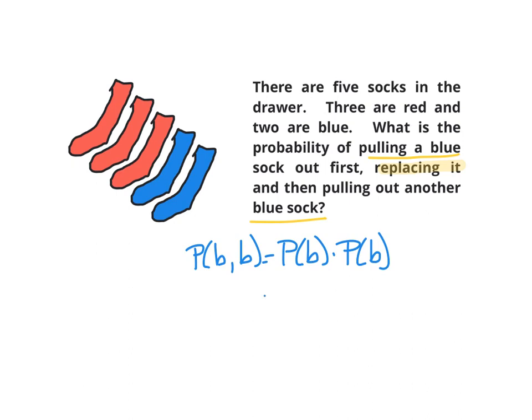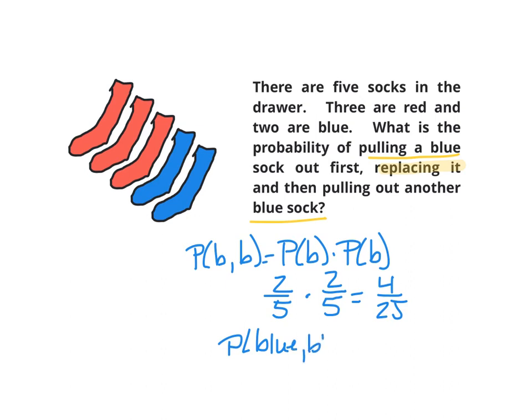So I have 5 possible outcomes, and out of those outcomes, 2 of them are blue. I replace it, and the next time I put my hand in the drawer and pull out a sock, there's 5 possible outcomes, 2 of them are blue. I simplify this little fraction problem. 2 times 2 is 4, and 5 times 5 is 25. So the probability of pulling out a blue sock and then another blue sock is 4 out of 25.